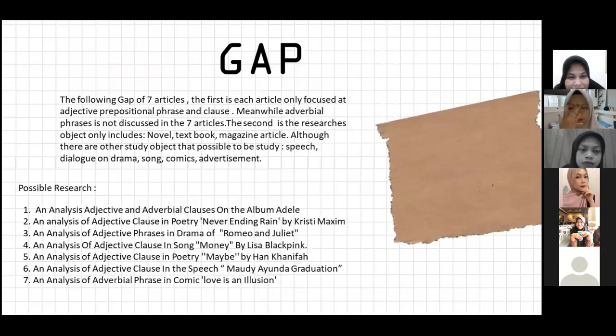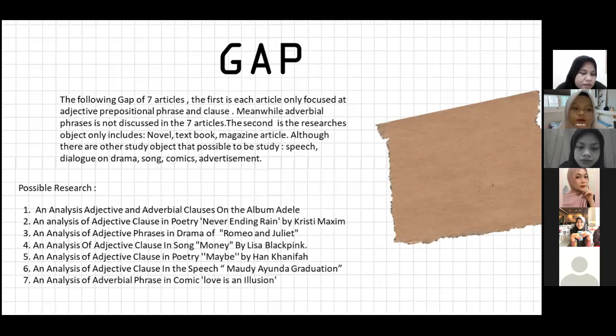And the last is the gap. The following are the gaps of the 7 articles. The first is that each article only focuses on adjective, prepositional phrase, and clause. Meanwhile, adverbial phrases are not discussed in the 7 articles. The second is that the research objects only include novels, textbooks, and magazine articles, although there are other study objects that are possible to be studied: speech, dialogue in drama, song, comics, and also advertisement.